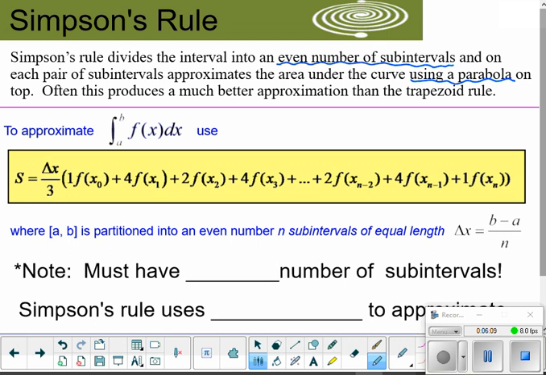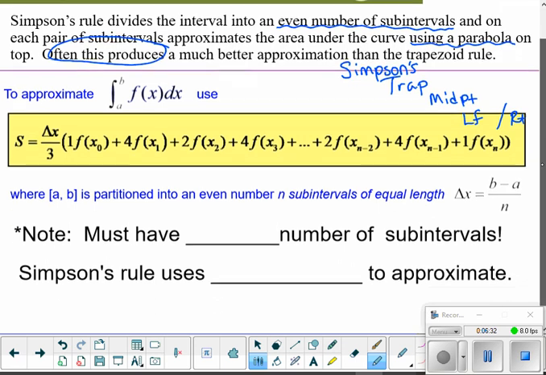So if I had a multiple choice question asking whether Simpson's or trapezoidal is best, typically Simpson's rule is going to be more accurate than a trapezoidal, and trapezoidal is more accurate than a midpoint, and midpoint is more accurate than a left or a right. So just kind of a hierarchy there.